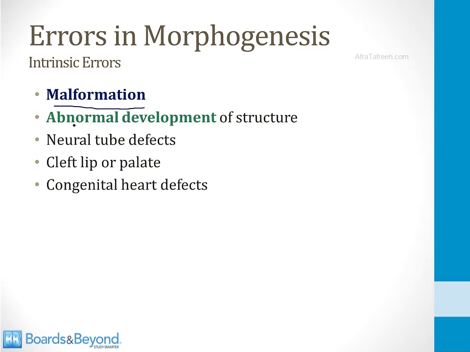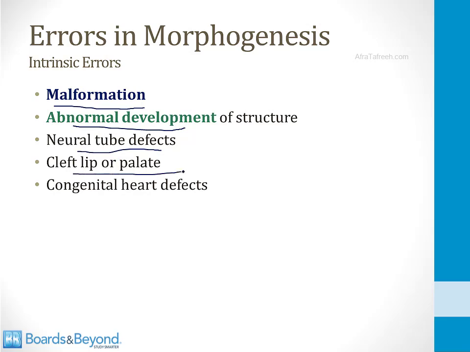In a malformation, there is abnormal development of a structure, and many of the congenital defects that you're familiar with are examples of malformations. For example, most neural tube defects are malformations. It's not that the neural tube and spinal cord do not develop, they do, but they develop in an abnormal fashion, and therefore it's called a malformation.